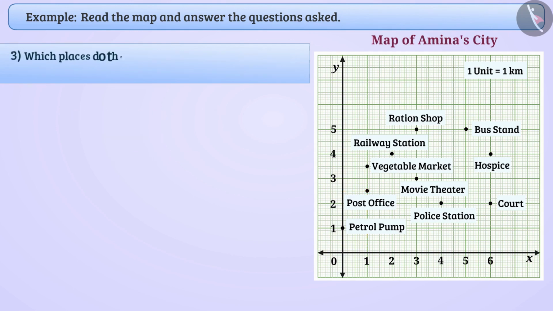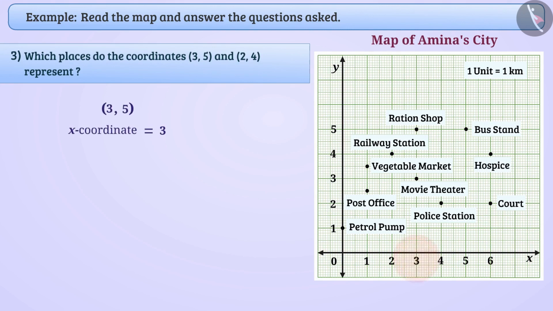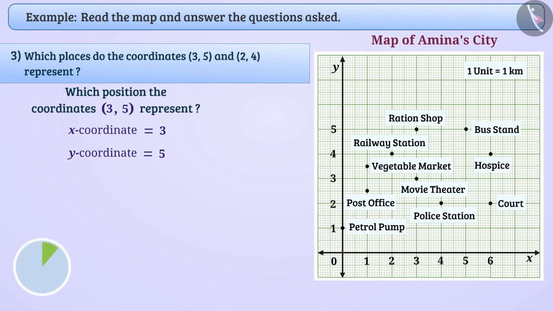Which places do the coordinates (3, 5) and (2, 4) represent? In the coordinates (3, 5), 3 is the x coordinate and 5 is the y coordinate. Can you now tell which position the coordinates (3, 5) represent? Think.